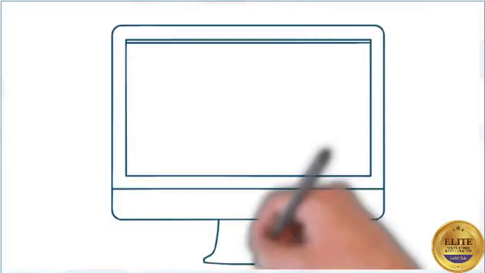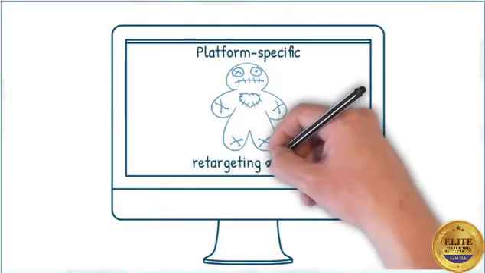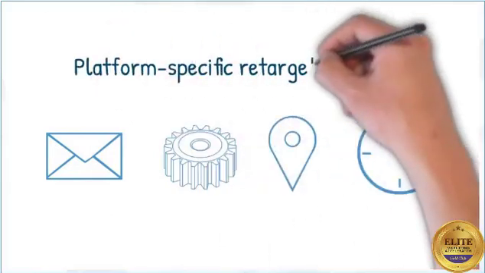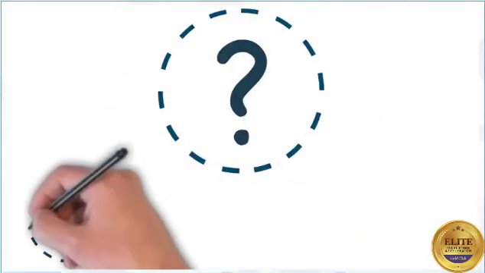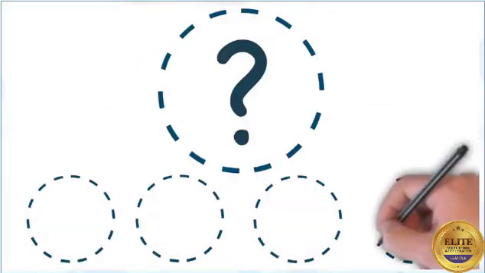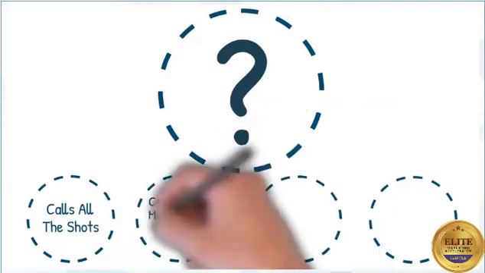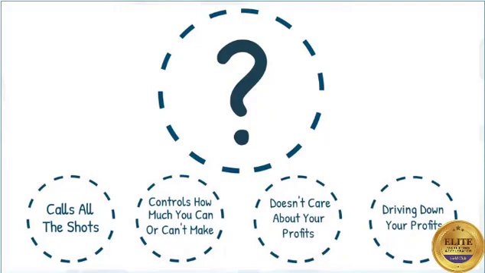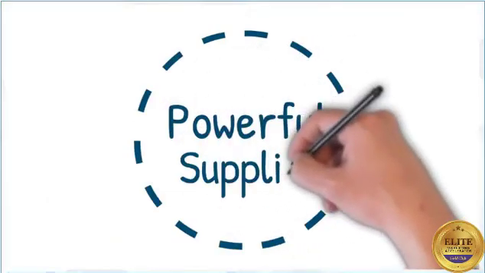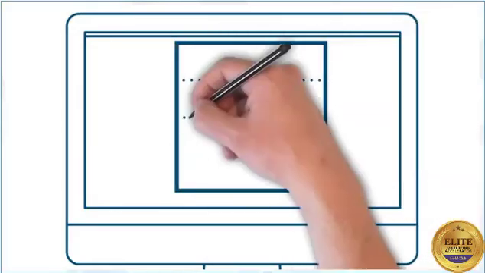Really? If you're relying on platform-specific retargeting cookies, you're letting those ad platforms dictate what you can do, how you can do it, where, for how long, pretty much everything. They're the silent, controlling business partner you never knew you had and didn't invite in. One who calls all the shots and controls how much profit you can or can't make. And to make matters worse, they don't care at all about your profits. They care about their profits. They're what's known as a powerful supplier, and they're driving down your profits.